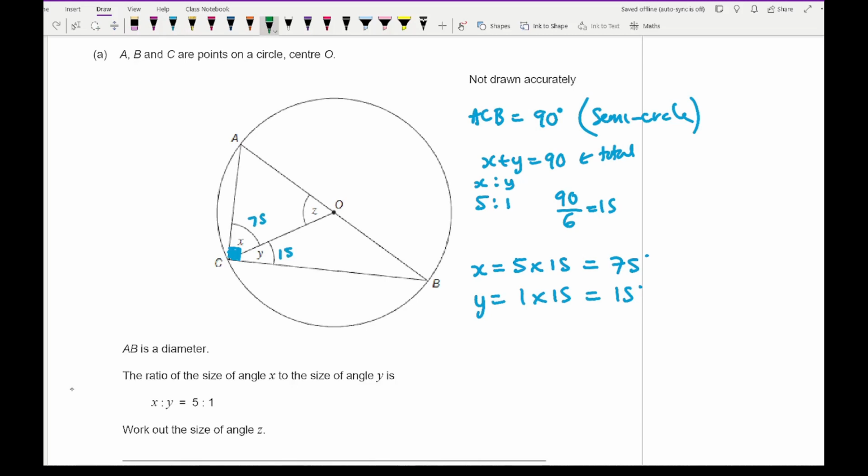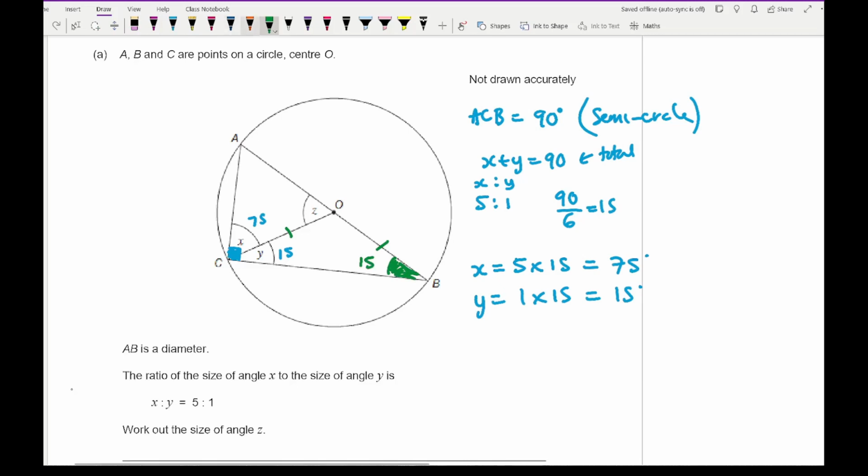Now this triangle COB is an isosceles triangle because CO and OB are the radius of a circle. So again, if you needed to explain it, then that's what you do. So therefore, that angle here, as it's an isosceles triangle, must equal 15.